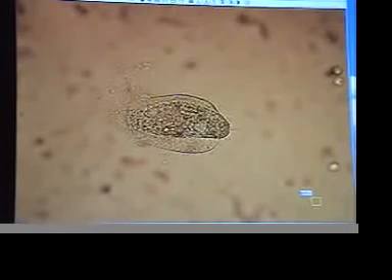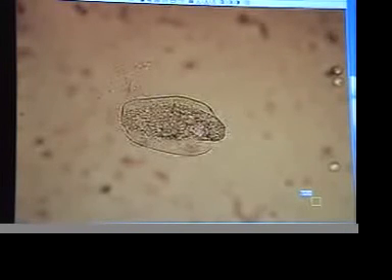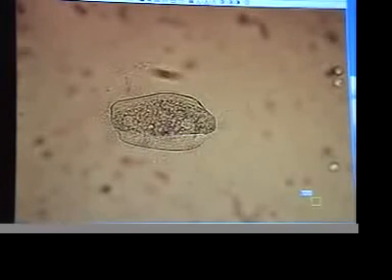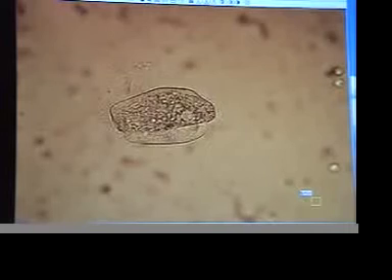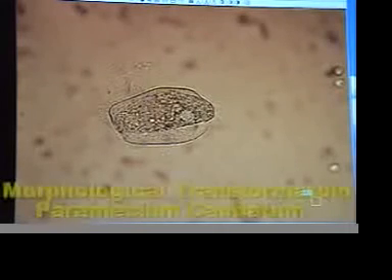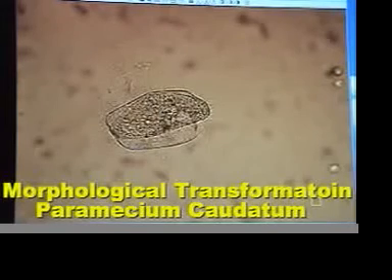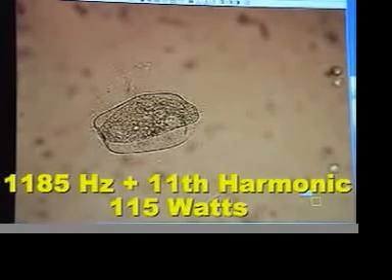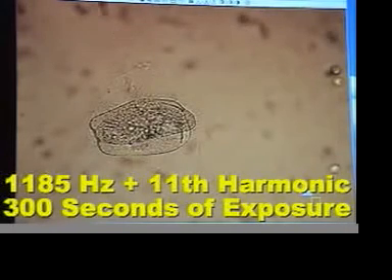The power is, we're up around 115 watts, which is a little high for my usual experiments. But we see we have an effect. Frequency is 1185 hertz plus the 11th harmonic. We've had about 300 seconds of exposure. We began to see the organism slow down and the first signs of change.